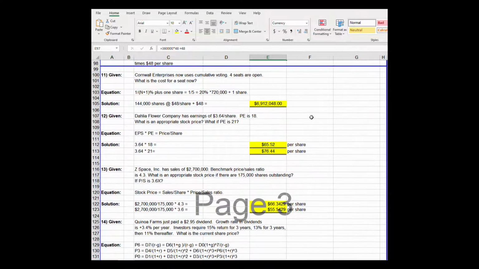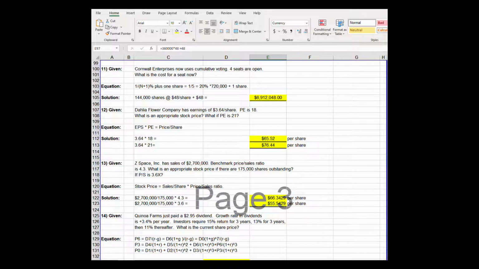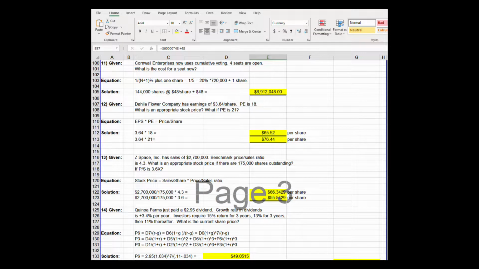$17,288,048. This is important if you're in an acquisition mode and you want to buy a company. You have to find out if they use straight voting or cumulative voting, and if it's straight voting, it's half the shares plus one share.